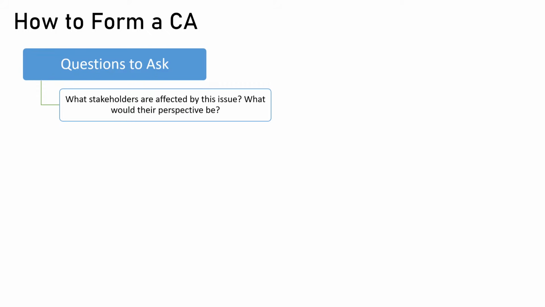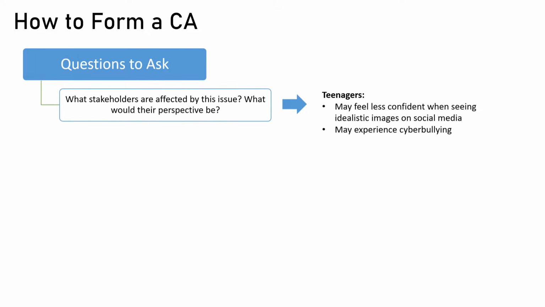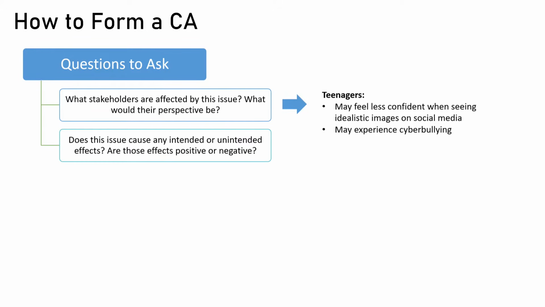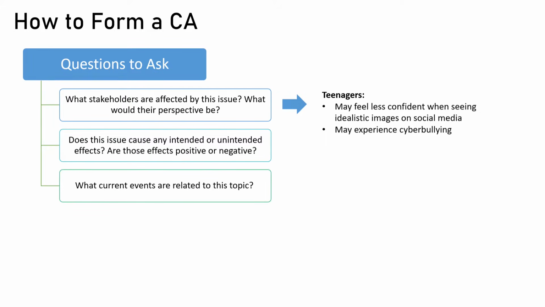One example of a stakeholder group that's affected by this issue is teenagers. And teenagers may feel less confident when seeing idealistic or unrealistic images on social media, and they may also experience cyberbullying on multiple social media platforms. Another question is, does this issue cause any intended or unintended effects? Are those effects positive or negative? And what current events are related to this topic?